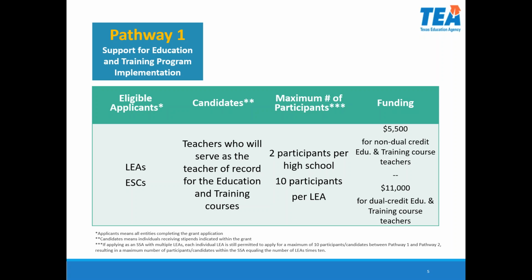Pathway 1 also offers a stipend of $10,000 for teachers with the appropriate master's degree who will teach instructional practices and/or practicum in education and training for dual credit. An additional $1,000 per teacher can be used for administrative costs, so $11,000 is allocated. The maximum number of stipends that can be awarded for Pathway 1 is 2 per high school within the LEA.